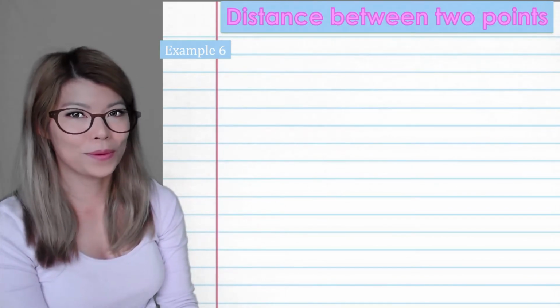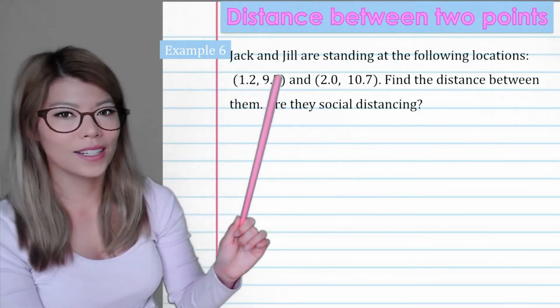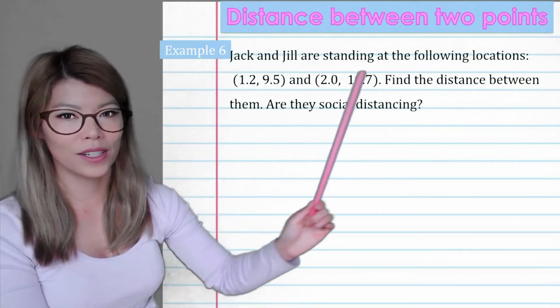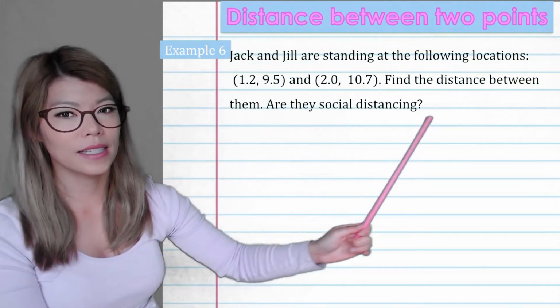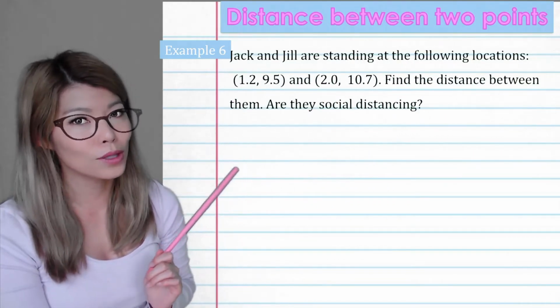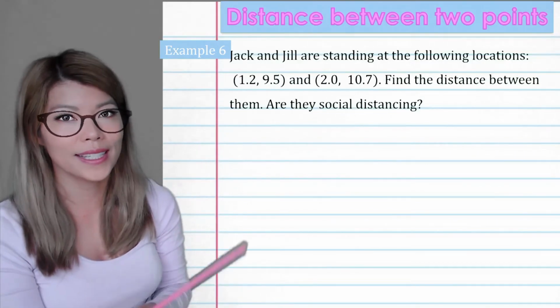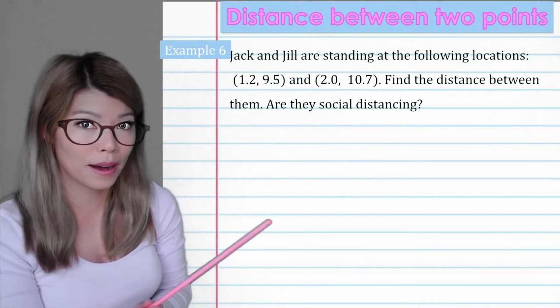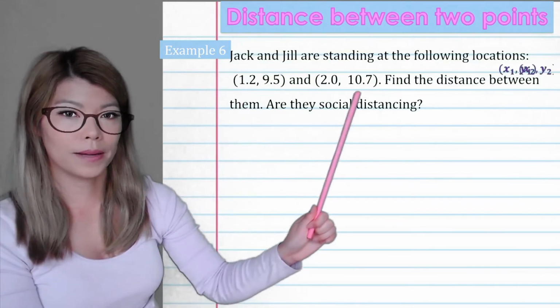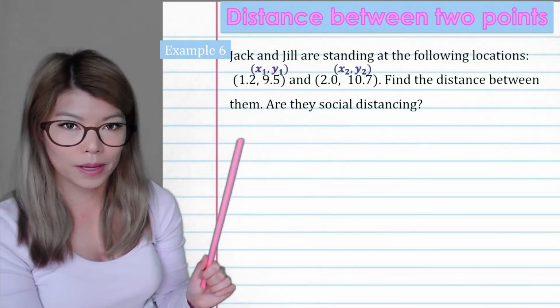One last example, example 6. Jack and Jill are standing at the following locations. Find the distance between them. Are they social distancing? Social distancing is 1.5 meters apart. So I'm going to label them so I don't get confused because there are decimal points.